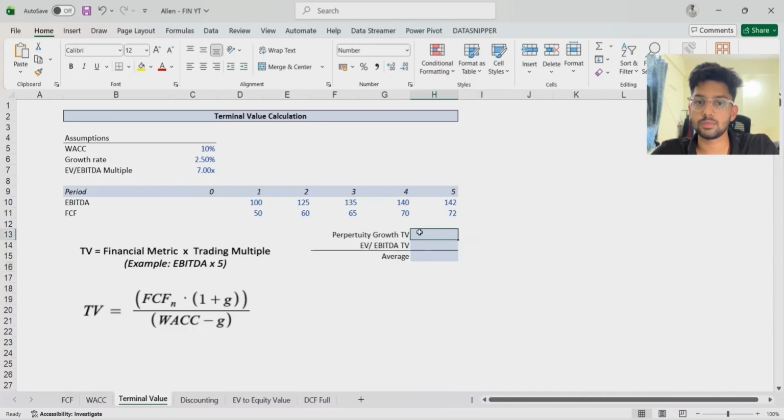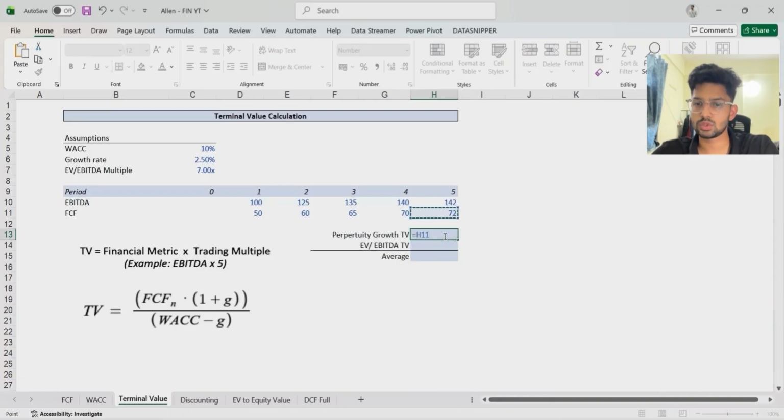Here we assume that the company continues to grow at a constant rate forever. So what I'm doing here is taking the final year free cash flow and multiplying it by 1 plus the growth rate, as you can see in the formula on this screen. Now this growth rate should be realistic.